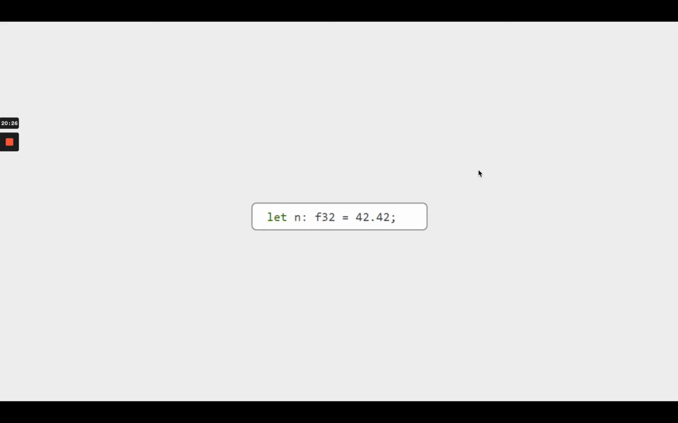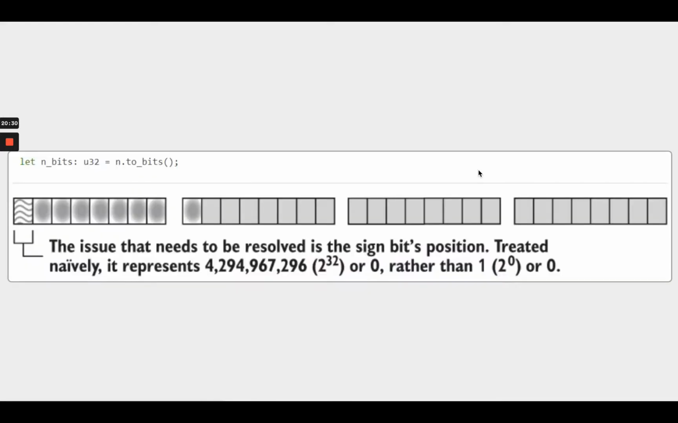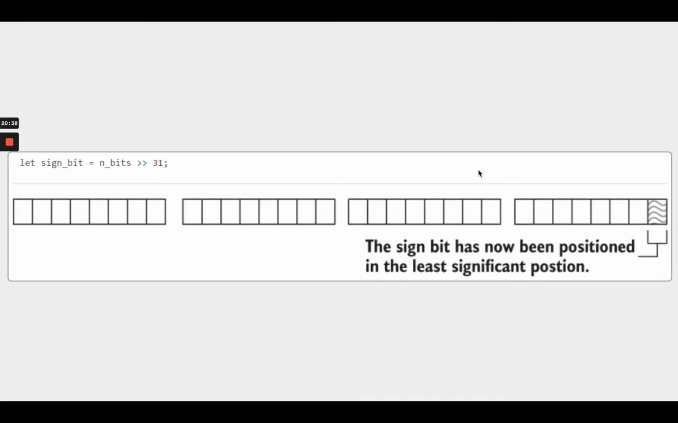1. Start with an F32 value. 2. Interpret the bits of the F32 as a U32 to allow for bit manipulation. 3. Shift the bits within n 31 places to the right.